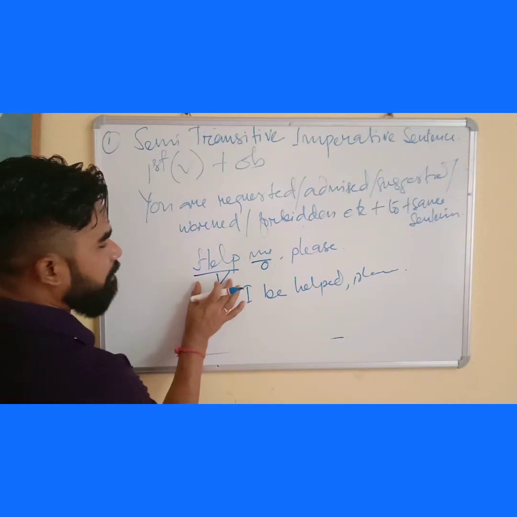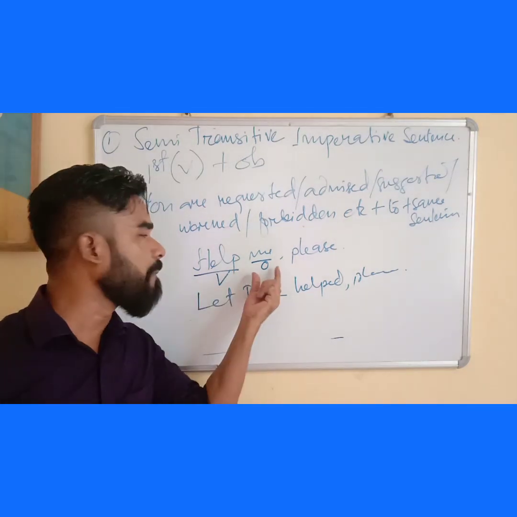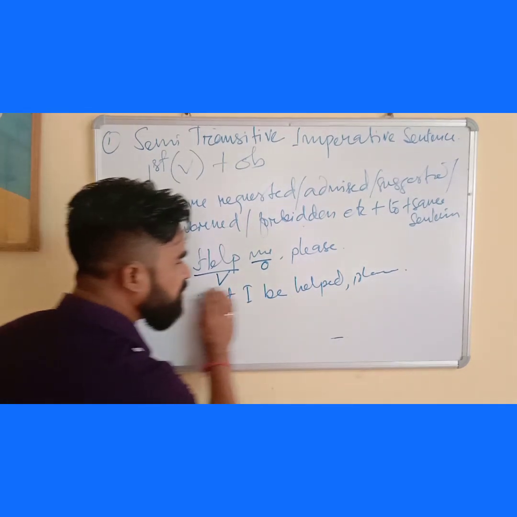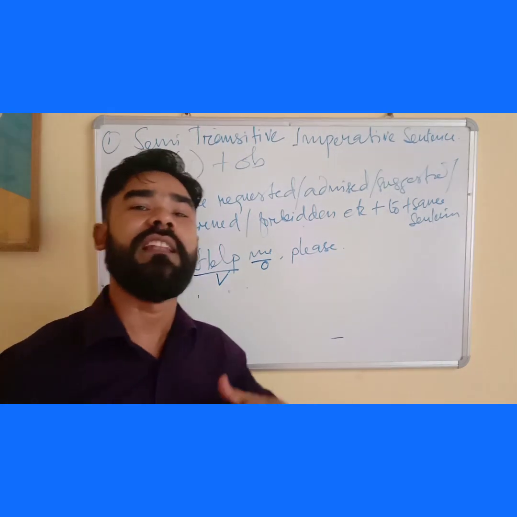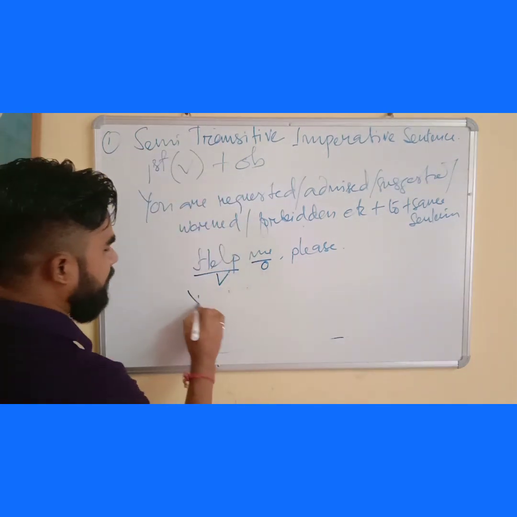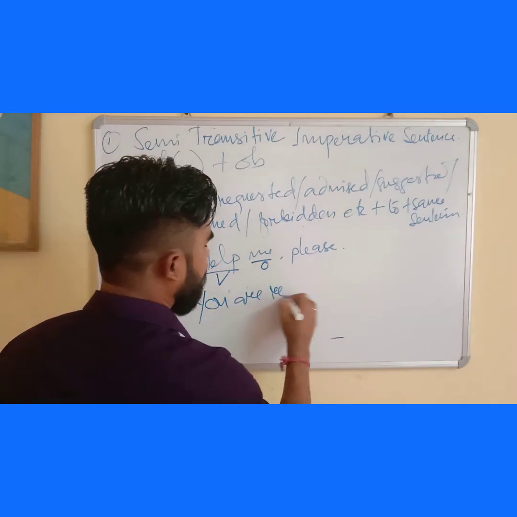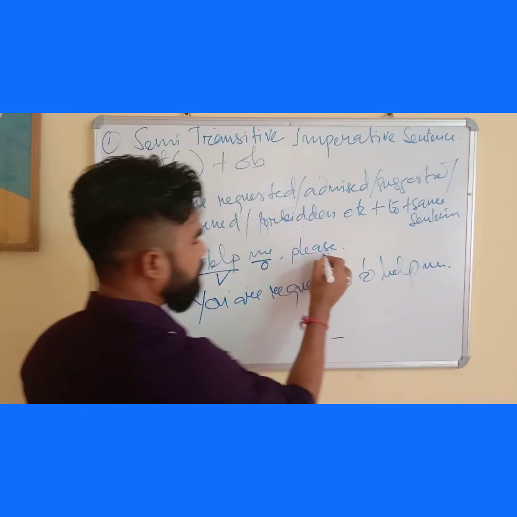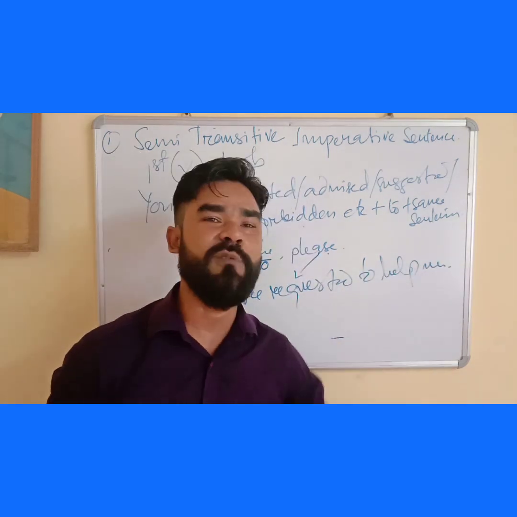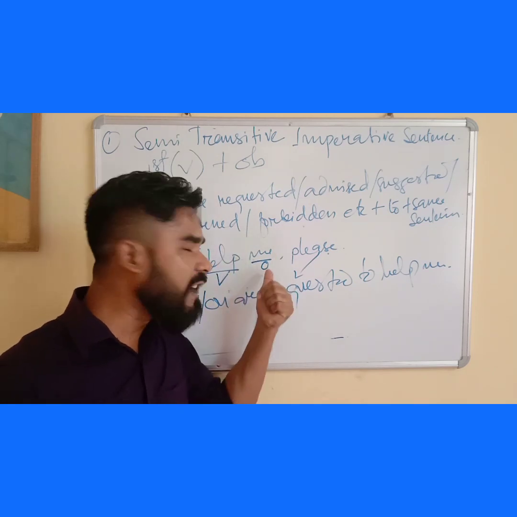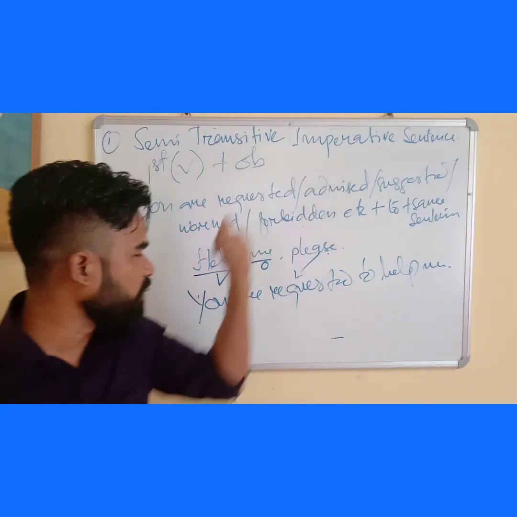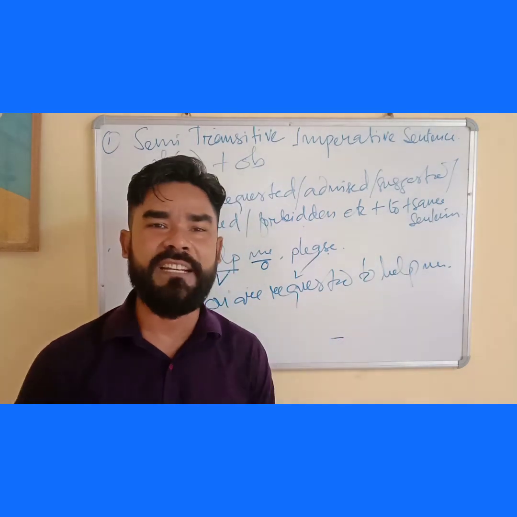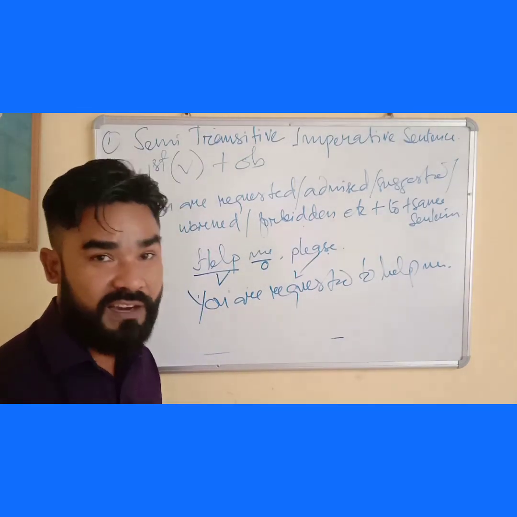Now, we can see that despite the fact that we have a verb and the object is transitive, we are using an intransitive formation. Why? Because to maintain the standard and sanctity of the language, we will say, "You are requested to help me." This "please" means request. That means we have the object, we have a transitive formation, but we are using an intransitive formula. And this formation can be used in any kind of imperative sentence, if you are confused.